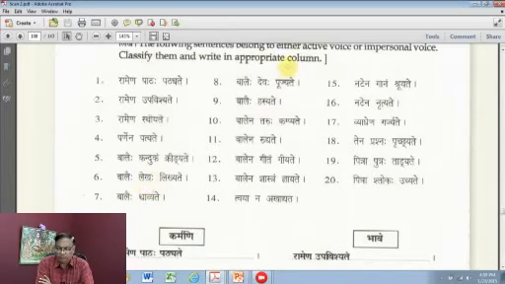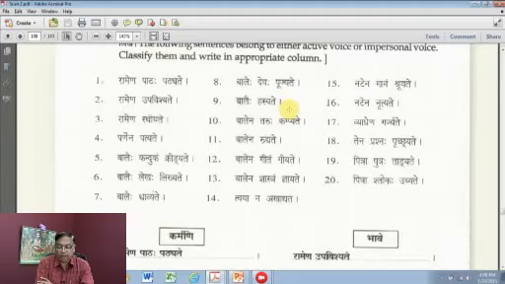8. Balaihi. This is karmani. A god is worshipped by the boys. So there is object, therefore we translate, put it in the karmani. Can you do it in active voice? Balaha devam pujayanti. Balaihi devaha pujyate.